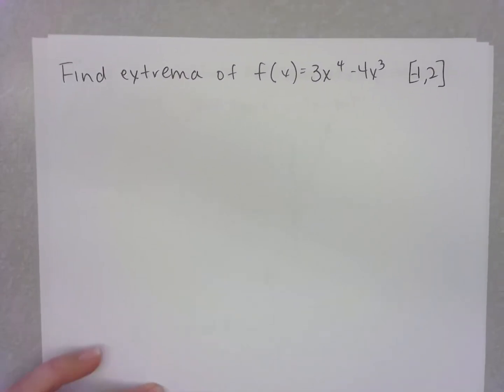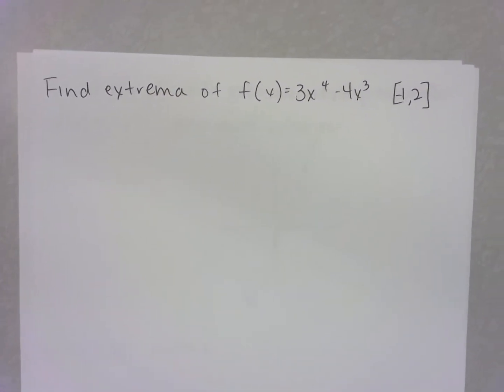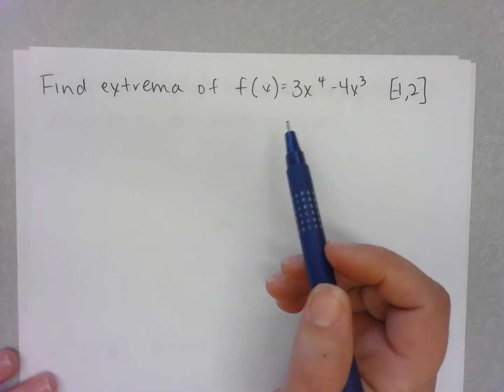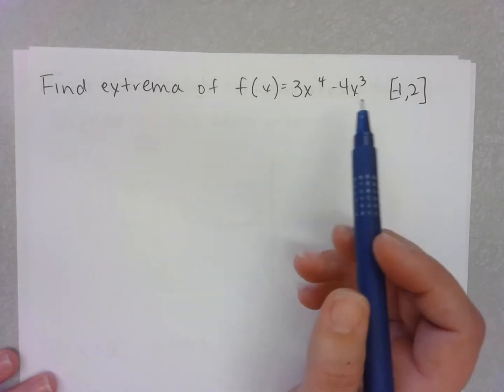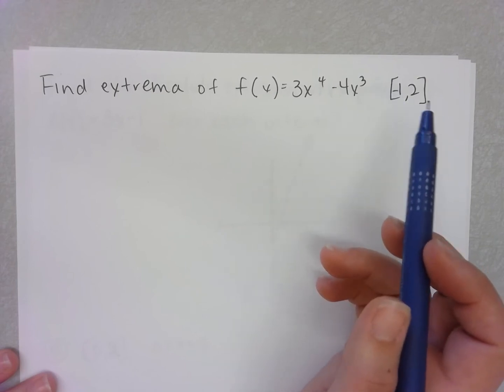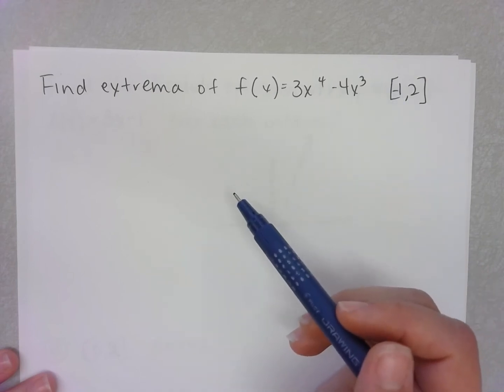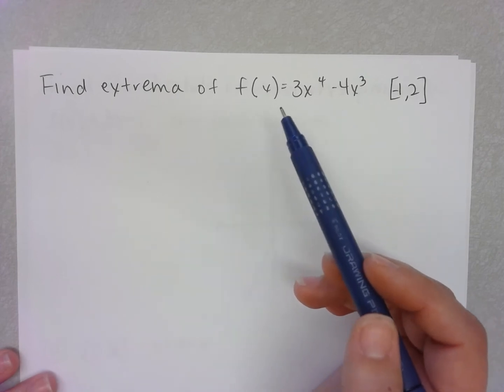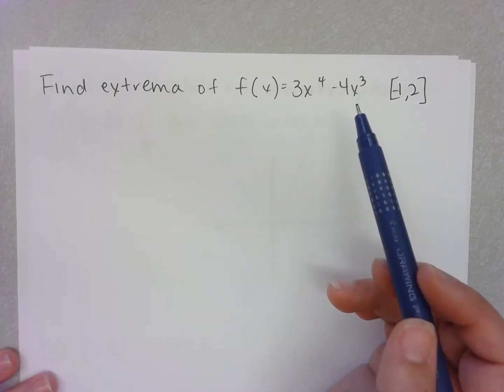Okay, so let's look at this example here. We're going to find the extrema, meaning the relative min and max, or actually, in a closed interval I'm guaranteed a min and a max, because my endpoints are included. Since I'm just looking at a snapshot of my graph, I'm going to find the absolute extrema in this case. So f of x is 3x to the fourth minus 4x cubed.